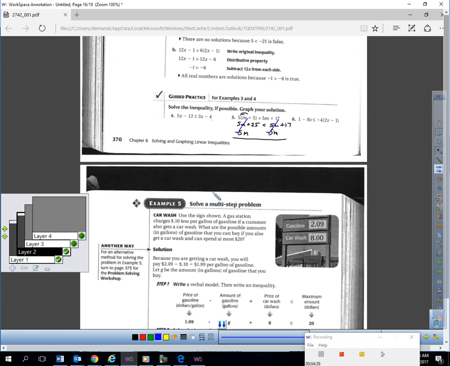That means something's up. That means we're either going to have all real numbers as a solution or no solution. Well, let's see what we got here. We have 25 less than 17. That's false. That's not a true statement. 25 less than 17 is false. That means this particular problem has no solution. In other words, there is no number that I can plug in for m that will make the left side less than the right side. So there would be an example of no solution.